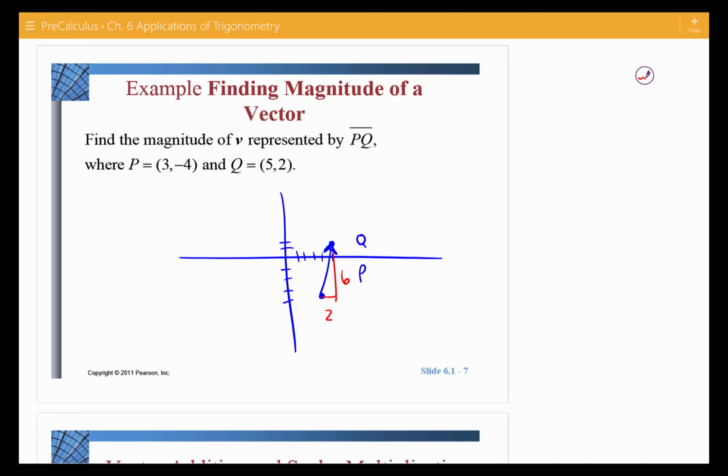All right, so if we want to find the magnitude of this vector PQ, now here's vector PQ right here, we just do the Pythagorean theorem. So it'd be 2 squared plus 6 squared equals C squared, which gives us C equals the square root of 40.